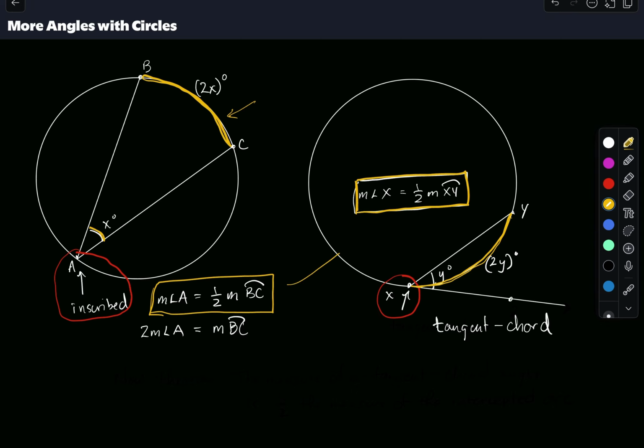But note the similarities in their measures. So the connection I want you to see here is that both of these angles have their vertex on the circle, and that means that the relationship between those angles and the intercepted arcs are the same. They're 1/2 the size. So we proved this condition over on the left a couple of days ago. Now what I want to do is prove the condition over on the right.